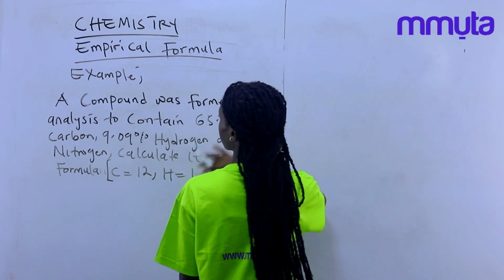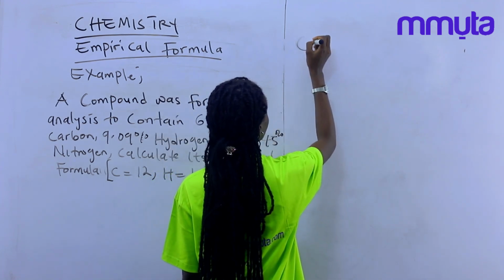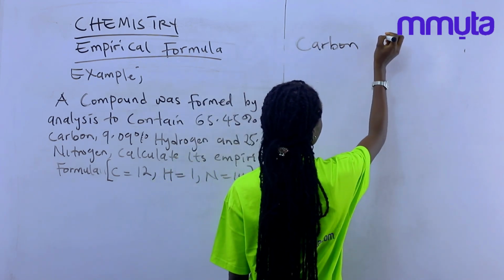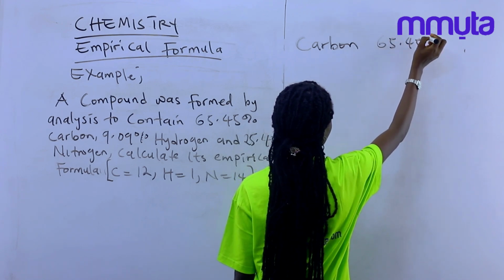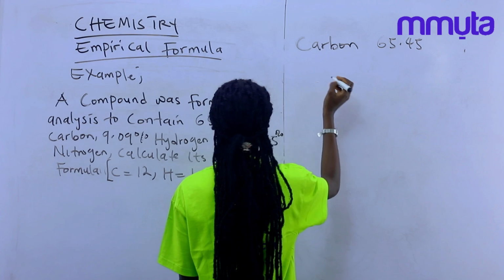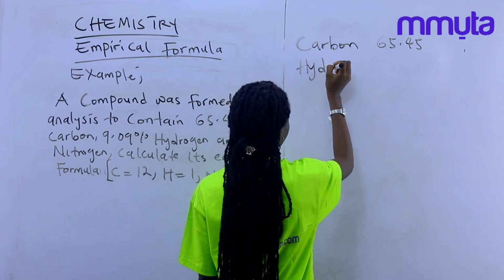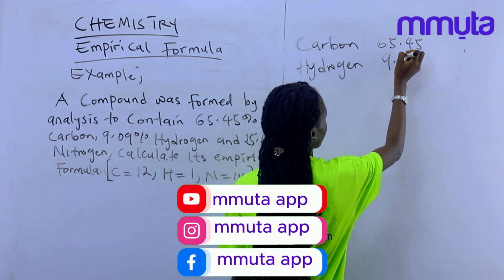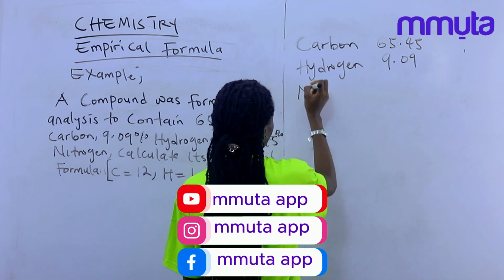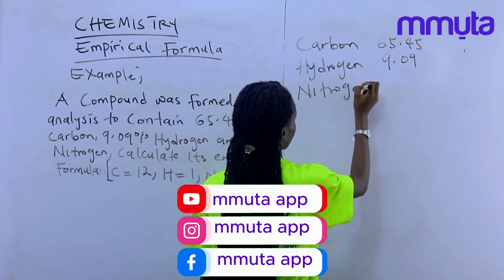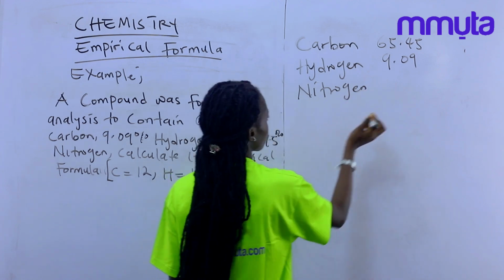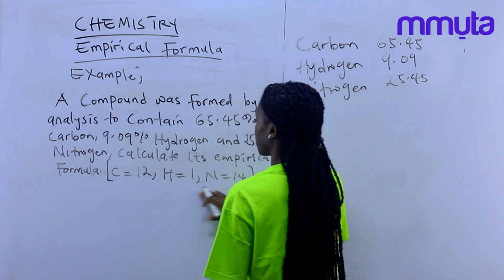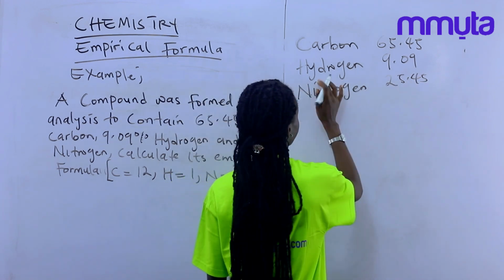Now, we have carbon. Carbon contains 65.45, hydrogen contains 9.09, while nitrogen contains 25.45. Now these are their percentages.